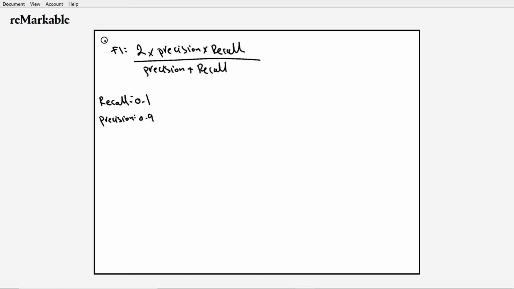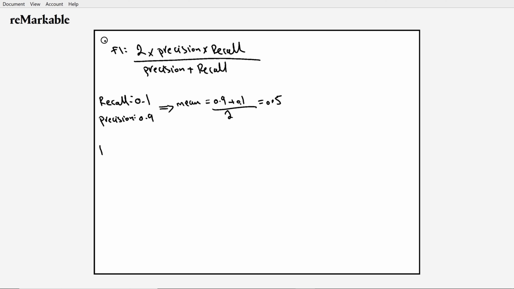Now, if you think about the arithmetic mean of this model, this is going to be 0.9 plus 0.1 divided by 2. I'm just computing the regular mean. So the arithmetic mean of this recall and precision is going to be 0.5. So you could say that the single number I'm going to use to measure the goodness of my model is 50% or 0.5. But then let's look at another example.